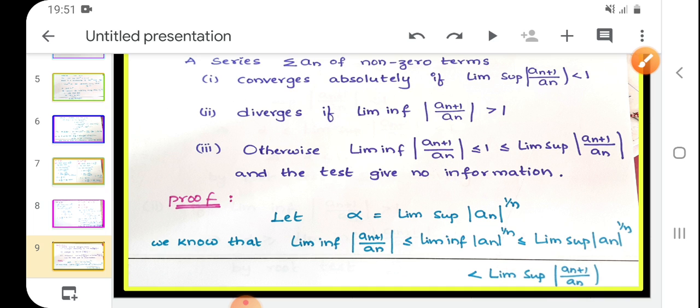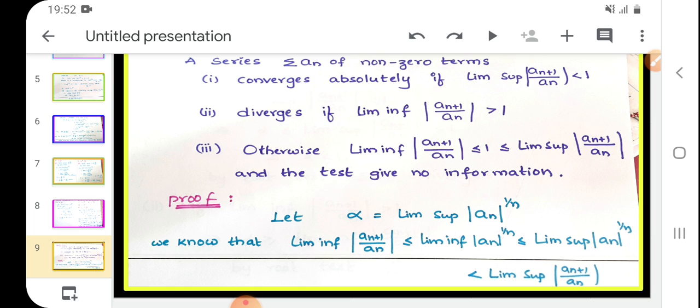See here, what is that? Limit infimum of |a_{n+1}/a_n| is less than or equal to limit infimum of |a_n|^(1/n), which is less than or equal to limit supremum of |a_n|^(1/n), which is less than or equal to limit supremum of |a_{n+1}/a_n|. This is the inequality between |a_n|^(1/n) and |a_{n+1}/a_n|^(1/n).